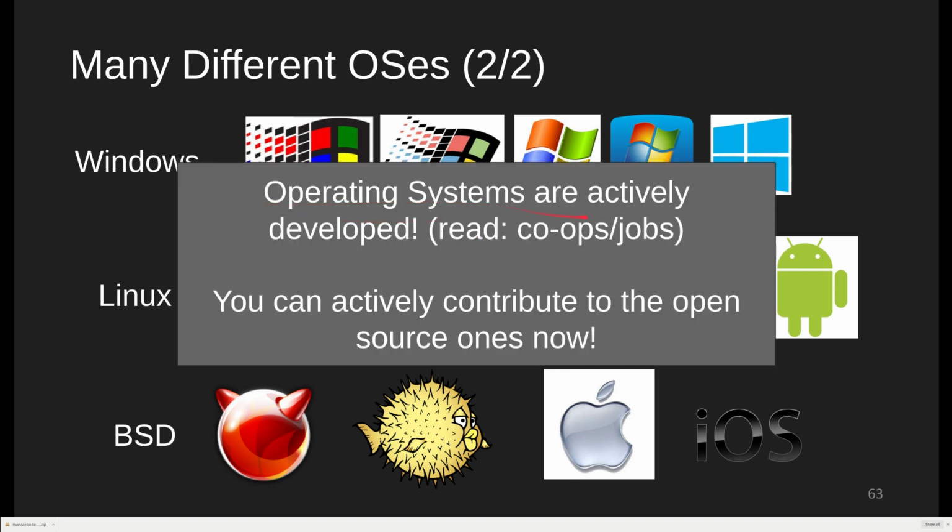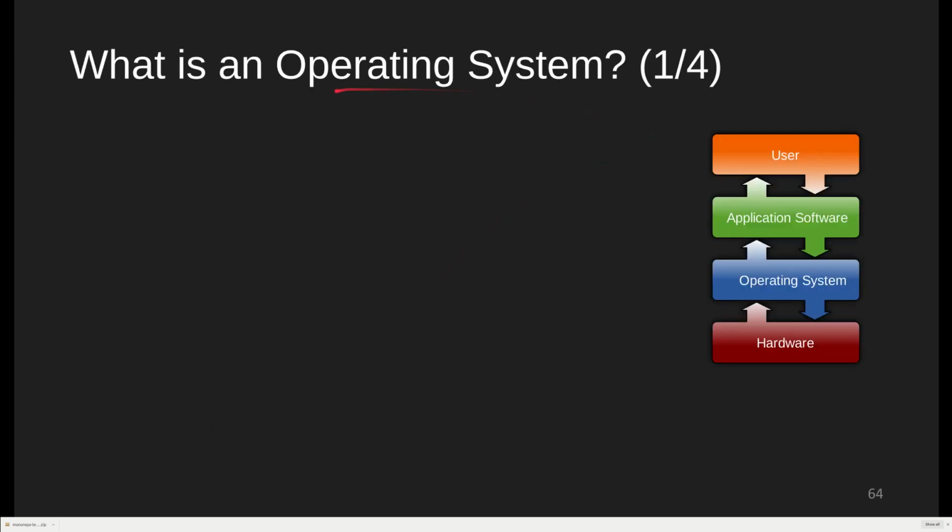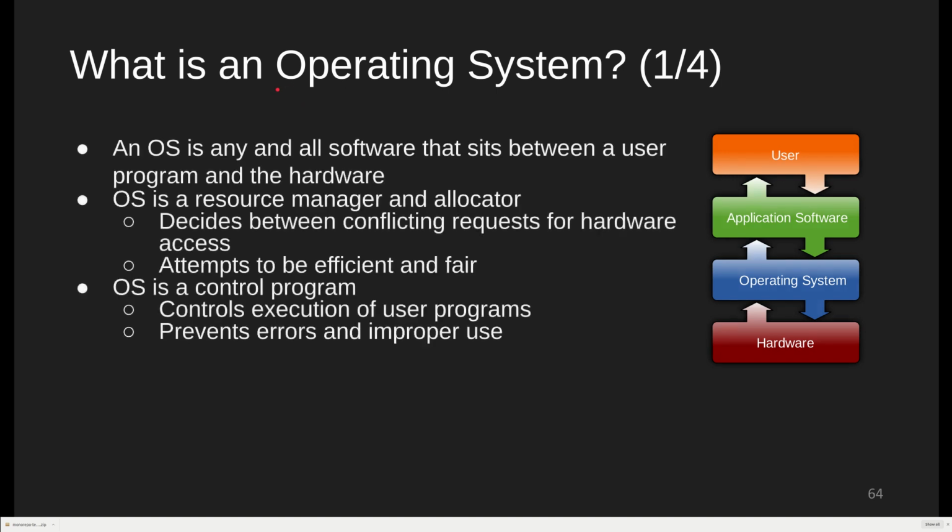And they're actively developed, so you might go on co-op and actually work on one of these operating systems. We've had Northeastern students do that, or work on open source ones. That's fine. But how we're going to look at an operating system, a little bit deeper dive, because we want to see the magic, is to think about an operating system as something that sits between all the software and the hardware. So here's a little diagram here.